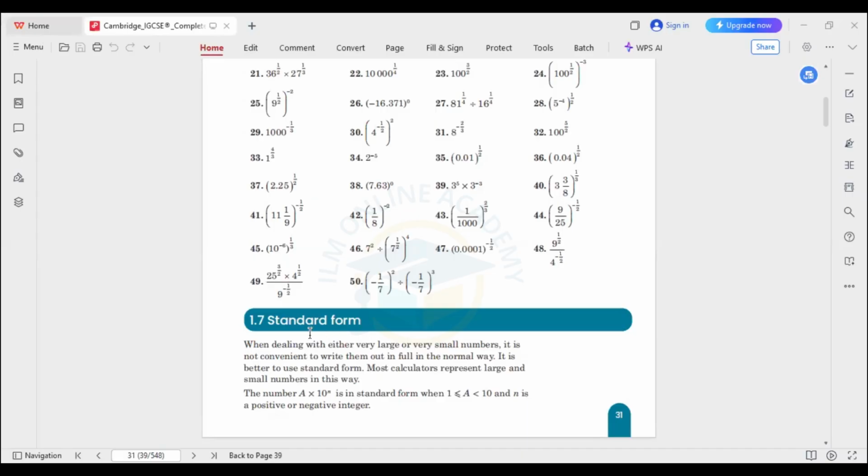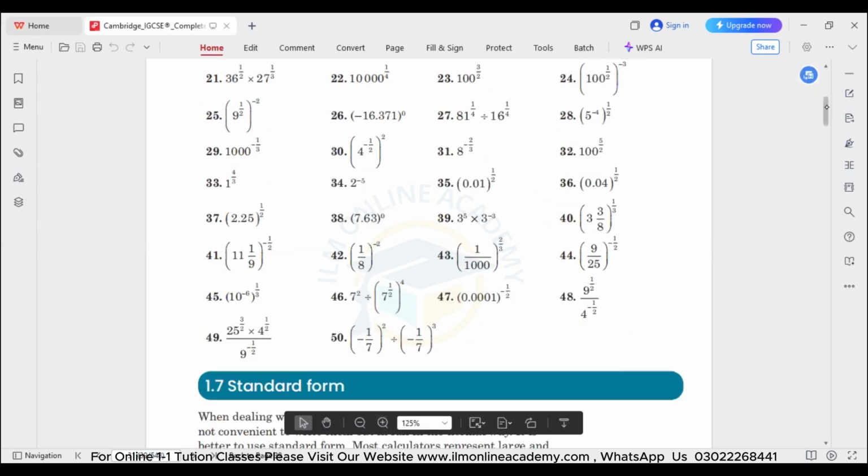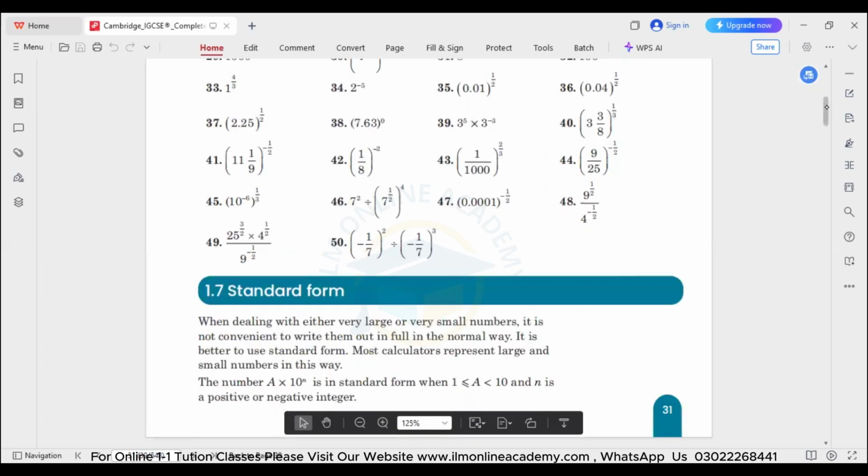In today's video, I'm going to talk about the standard form. That is a very important topic in IGCSE. Basically, if we are going to talk about the standard form, sometimes we need to deal with some very large numbers, or sometimes we need to deal with very small numbers.